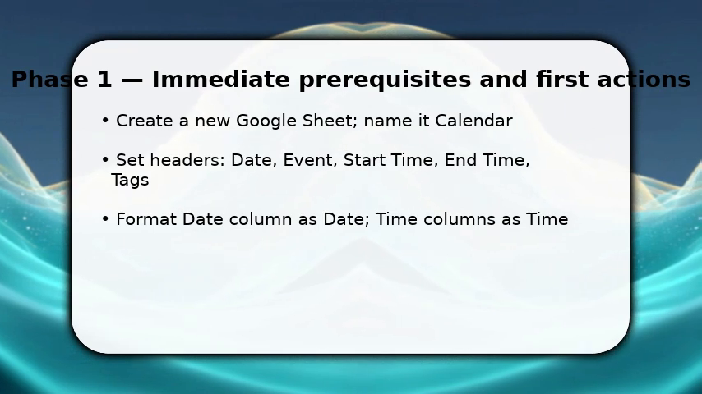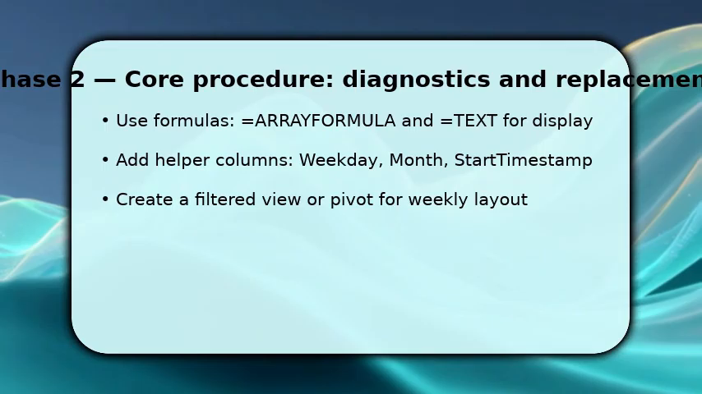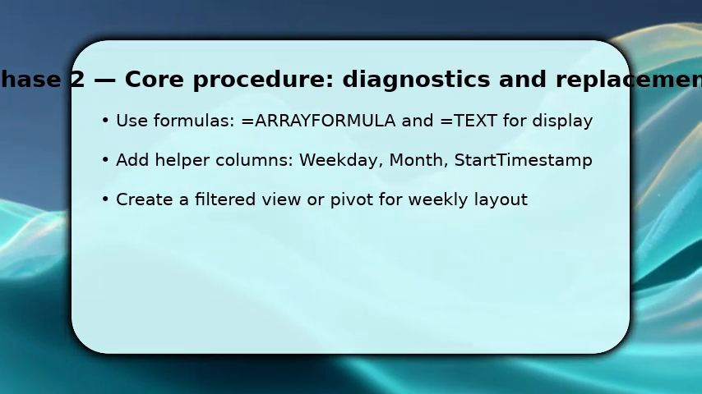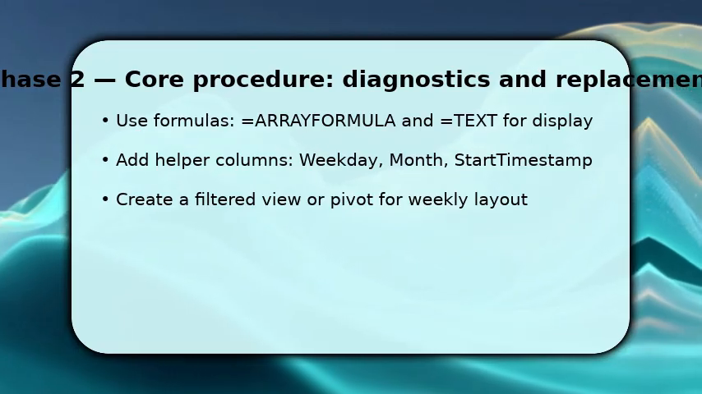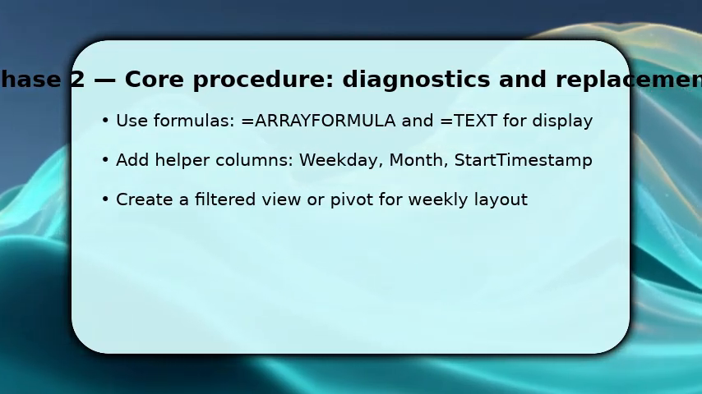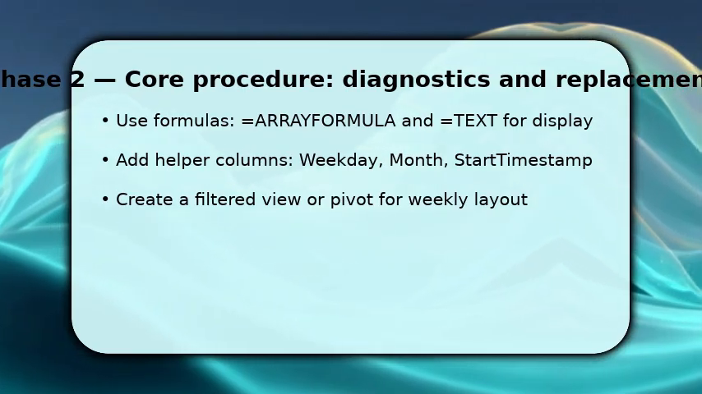Now you'll transform rows into a calendar-friendly view. Use array formula to autofill derived values and text to format display. For example, create weekday and month helper columns so you can group events. Next, combine date and start time into a start timestamp for sorting and conflict checks.